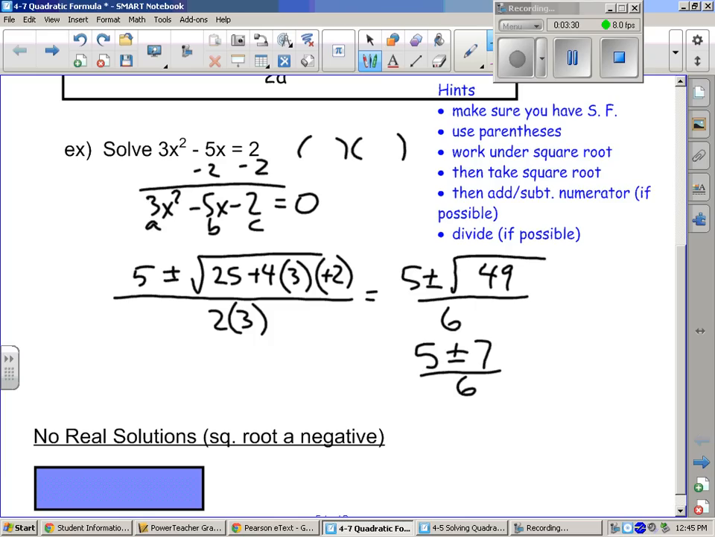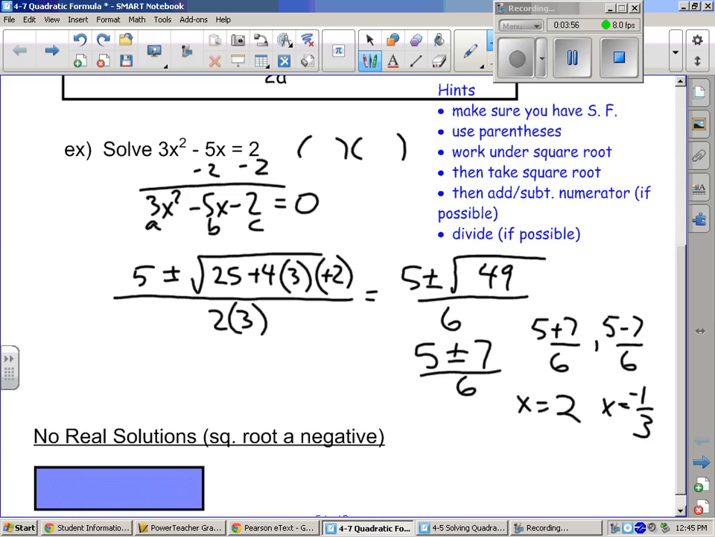Now this is actually two answers. One is 5 plus 7 over 6. The other is 5 minus 7 over 6. 5 plus 7 is 12 over 6, so that's 2. So x equals 2, and the other one is 5 minus 7, that's negative 2 over 6, which would be negative 1/3. So, 2 answers. Yep.